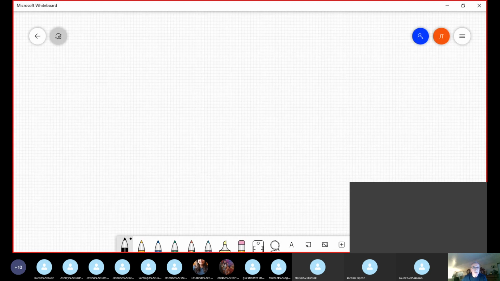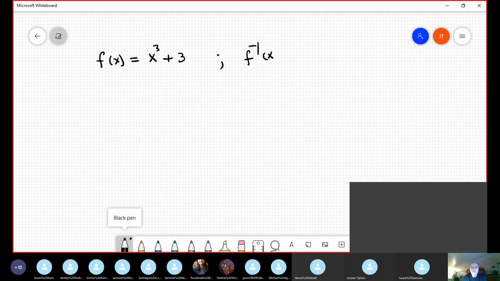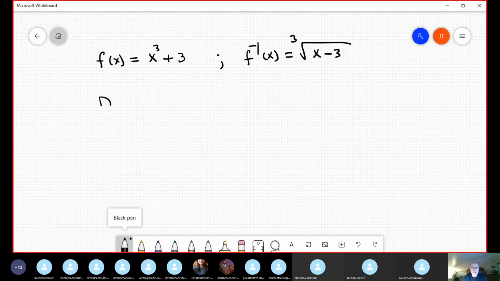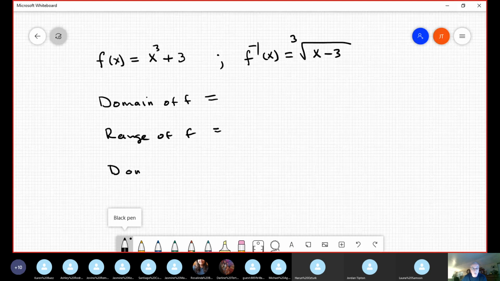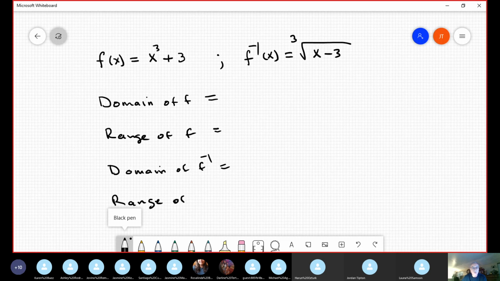Yes. Okay. I copy here the original function that I have at the beginning. And I discovered that its inverse is the cubic root of x minus 3. Now I want to write the domain of f, the range of f, the domain of the inverse, and the range of the inverse.